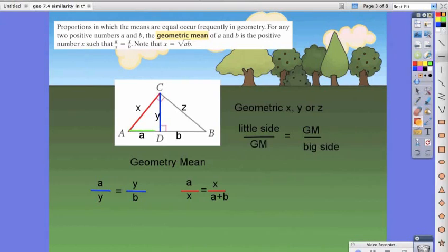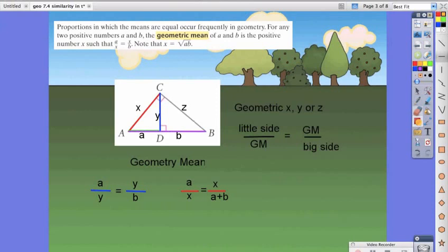So here's our little side. Our big side still has to be connected to x or touching x. So we have to use line segment AB, which is right here, and we're going to call that A plus B.